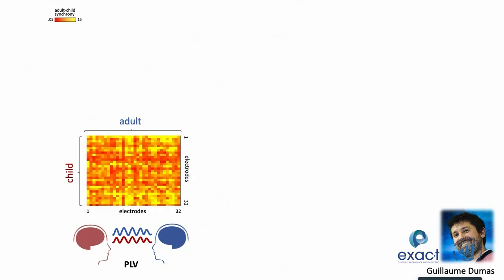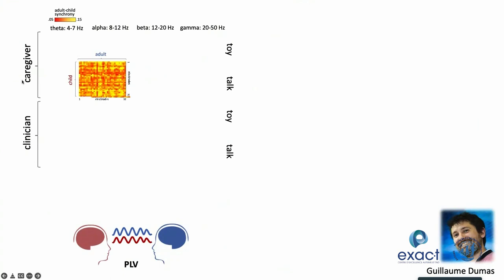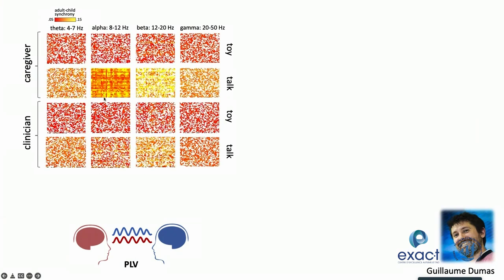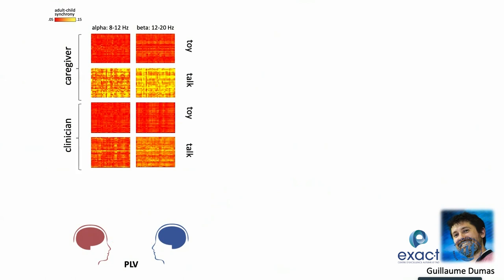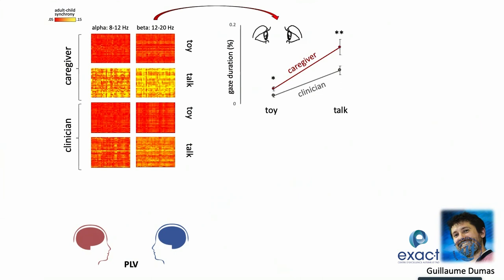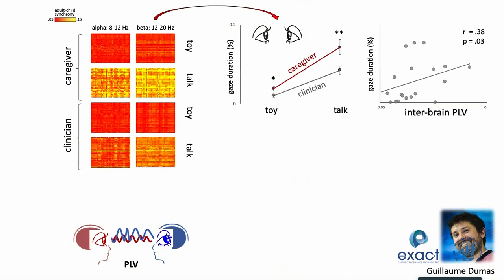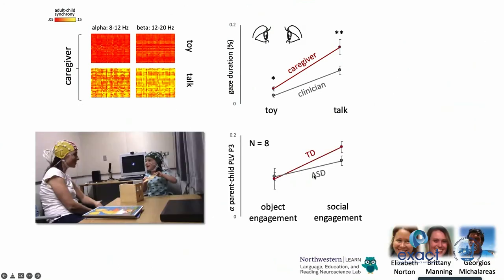I'm going to show you PLV, phase locking value findings from these adult-child interactions, and this collapses across typically developing kids and kids with autism. And we're looking at caregiver-clinician interactions, toy and talk interactions, so your two-by-two design. And it's pretty obvious visually. So here, yellow is just more, and I'm showing you all the electrode combinations that there are, especially in the alpha and beta bands, which are the bands that I showed you earlier as well. There is an increase in synchrony that's very broad, and that increase is stronger for caregiver than clinician interactions, kind of like what we saw in the gaze data. And in this study, we also see some preliminary, not very strong, but preliminary indication that there might be a relationship between gaze duration and interbrain synchrony as well.